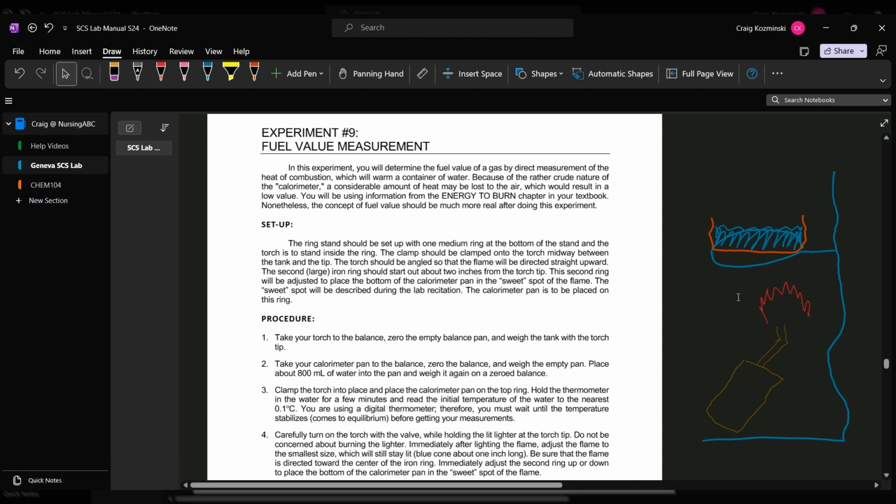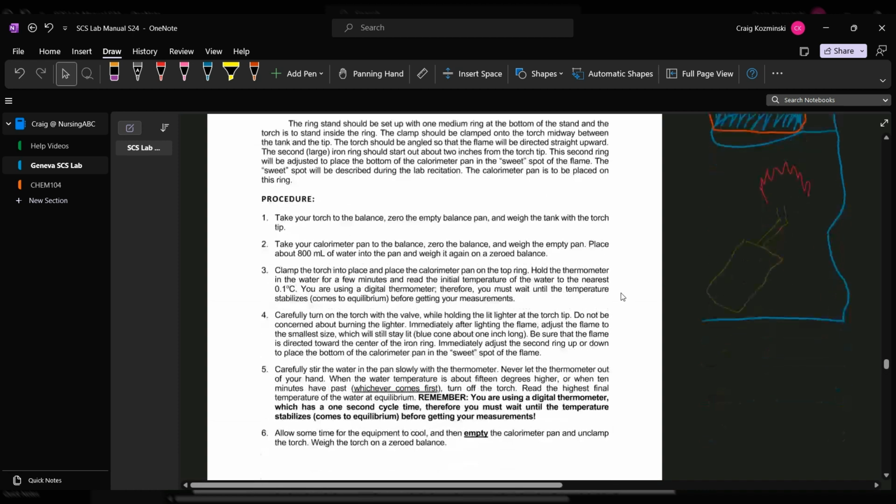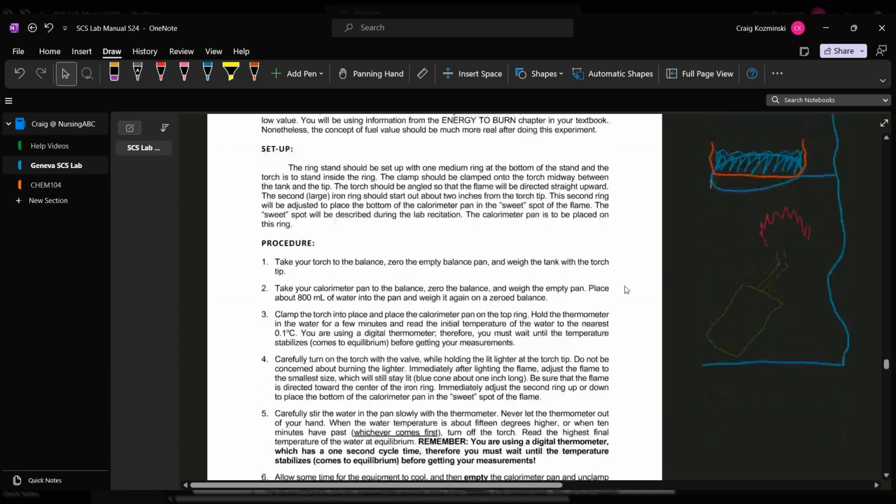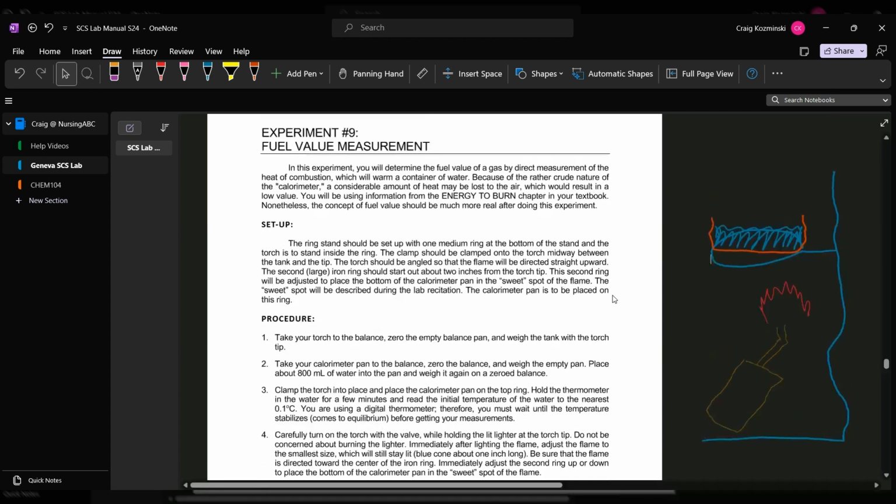If you haven't done so yet, please pause the video and read through the 7 steps of this week's procedure, being certain to underline any key directions that you think will be vital for your success in this week's experiment.